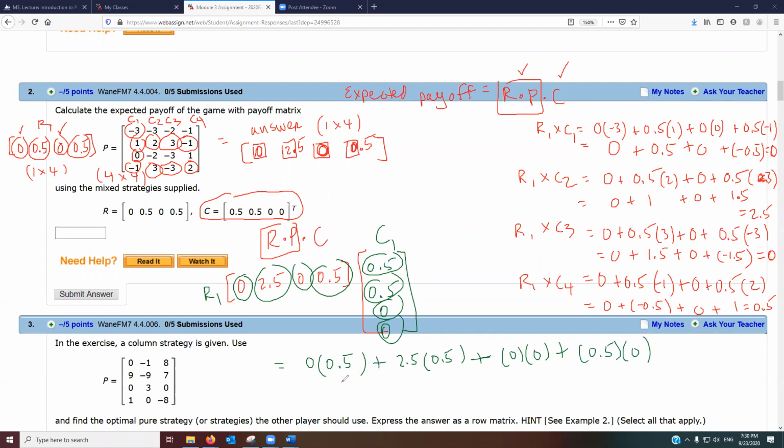All right, if I work this out, this is a 0. This is 1.25. This is 0. This is 0. I'm ending up with just 1.25. So the answer here is 1.25. Again, so player R would expect to profit from this game and win. We could think of it as $1.25.